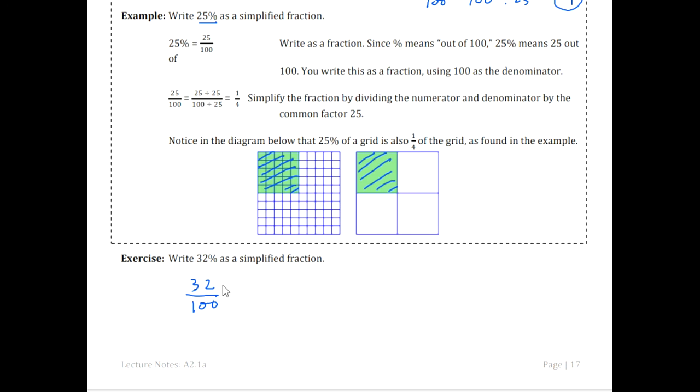Well, both have a 4. So I can divide a 4 out of the numerator. I can divide a 4 out of the denominator. So that will give us 25 in the denominator, and then in the numerator there we will have 8.